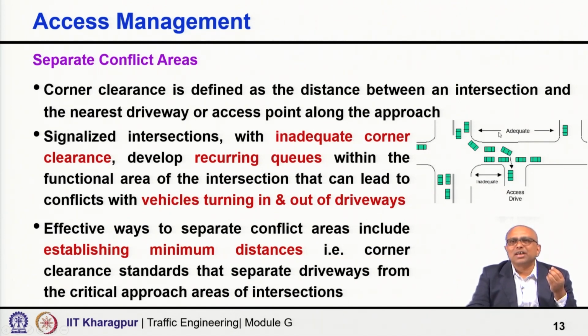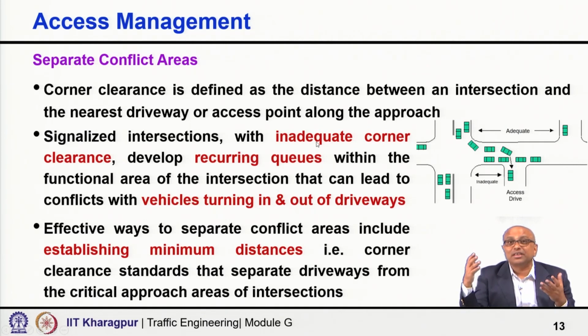So, in this case you can see relatively, although I have not mentioned the distance, that here this may be adequate, but this looks inadequate, right, too close. So, the corner clearance here is highly inadequate and here the corner clearance is adequate. What is the corner clearance again? It is defined as the distance between an intersection and the nearest driveway or access point along the approach. So, it may be two intersections also, right.